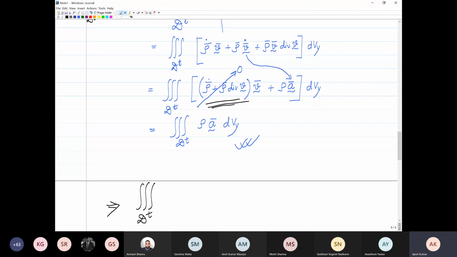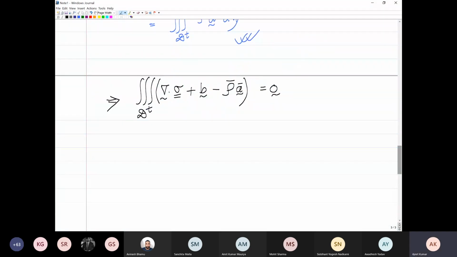divergence of sigma plus body force B minus rho times acceleration, and this thing is equal to 0. Okay, the integral form. But now the integral form is such that all the domains are dt and there is no time derivative outside.